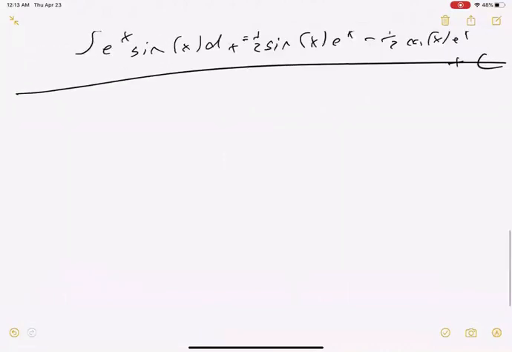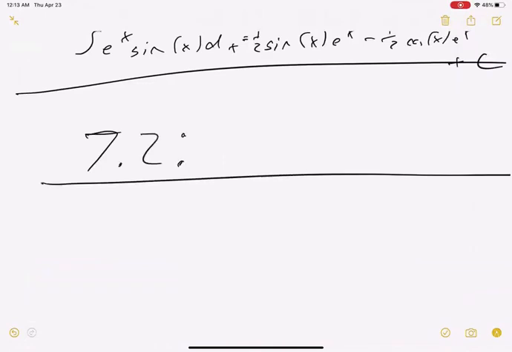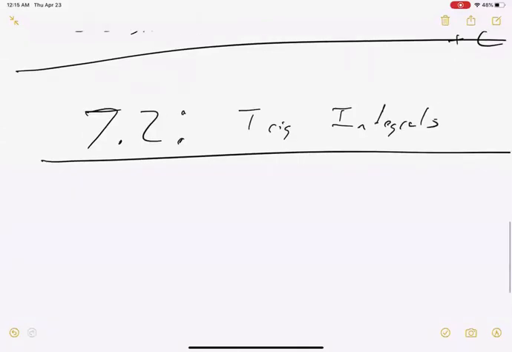Now let's move on to section 7.2, trig integrals. Okay, for section 7.2, there's not much to go over. These trig integrals are just u subs, really.